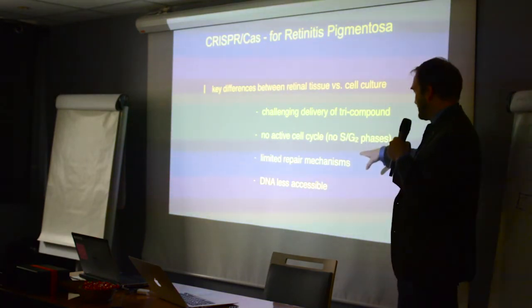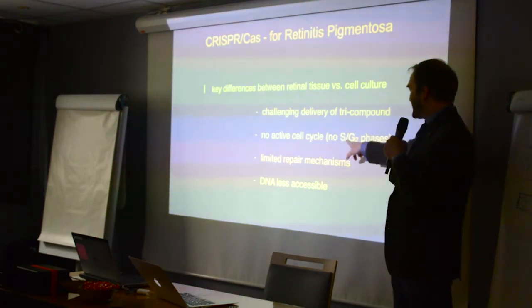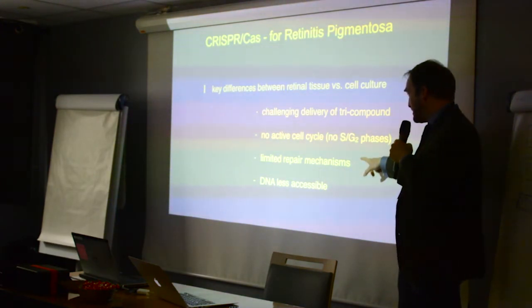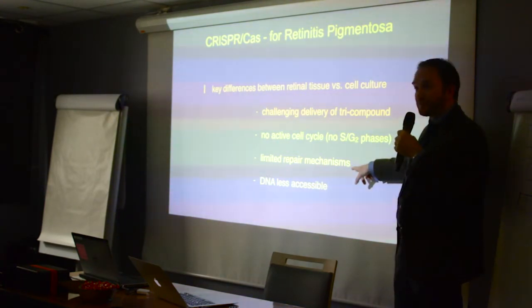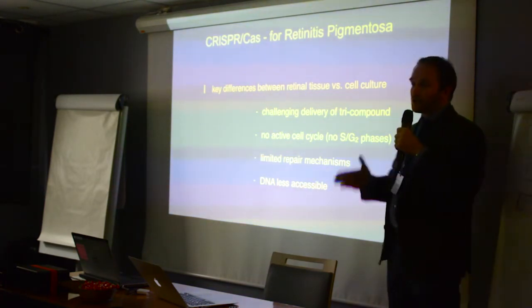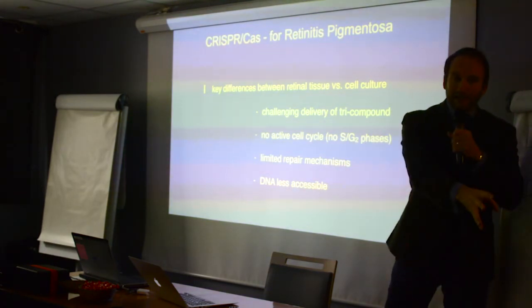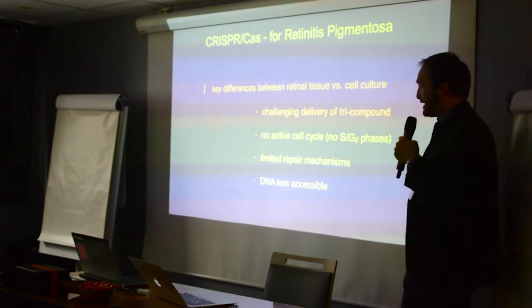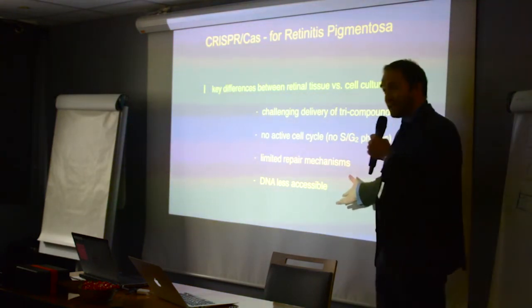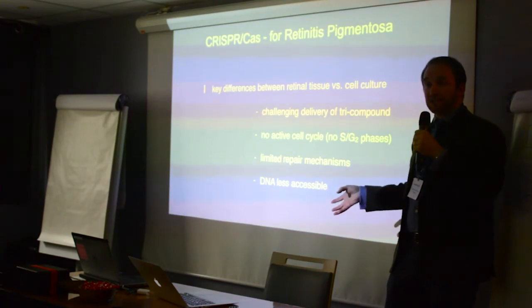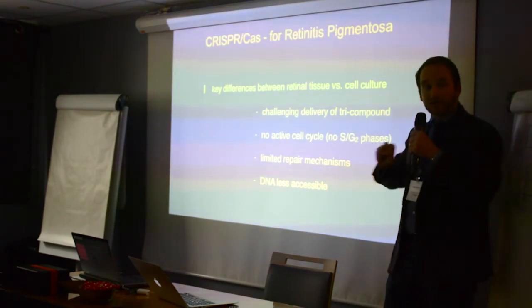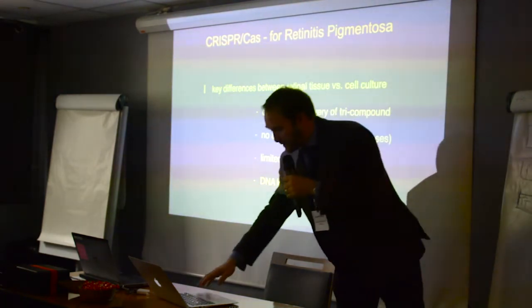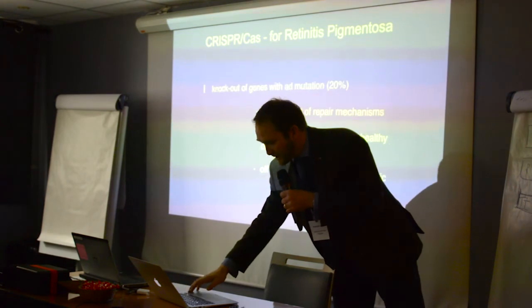No active cell cycle. So the repair mechanisms are actually happening in the S/G2 phase. You wouldn't have these in the retina because the cells are not dividing. So there are very limited repair mechanisms, and there is no way so far to really say, please do HDR rather than the error-prone mechanism. And the DNA is less accessible. Usually the photoreceptors are busy catching photons and creating action potentials. They have limited availability of the DNA.